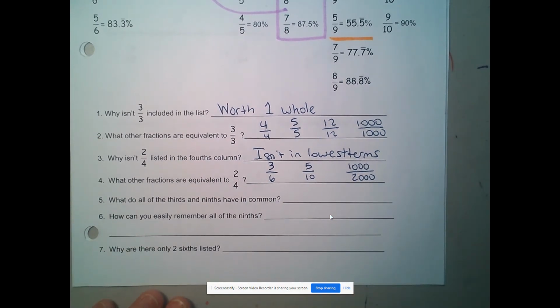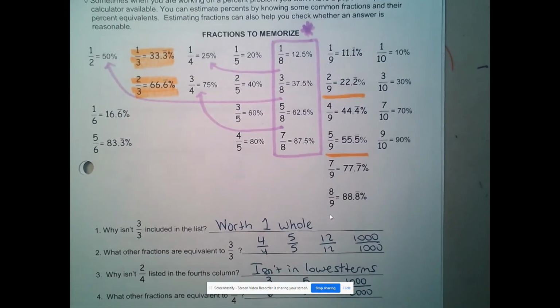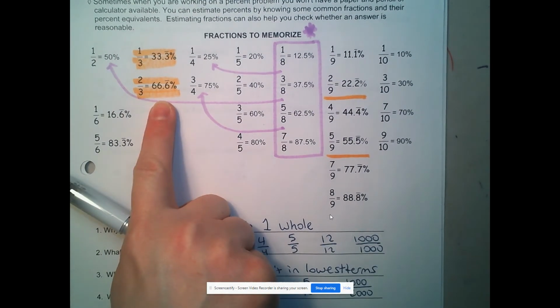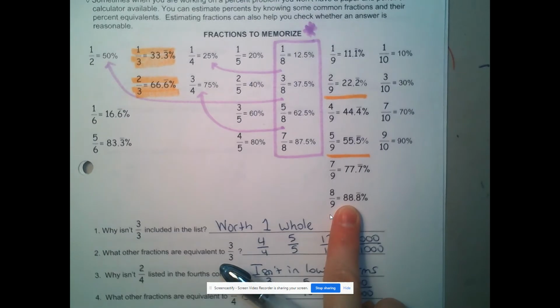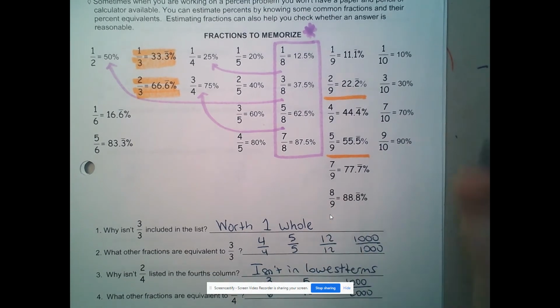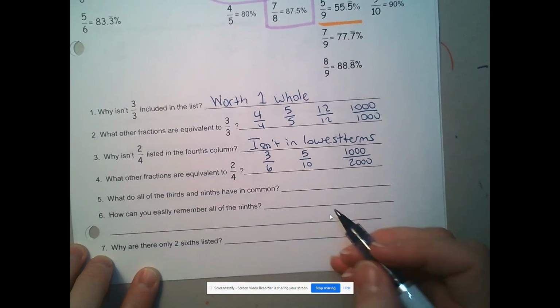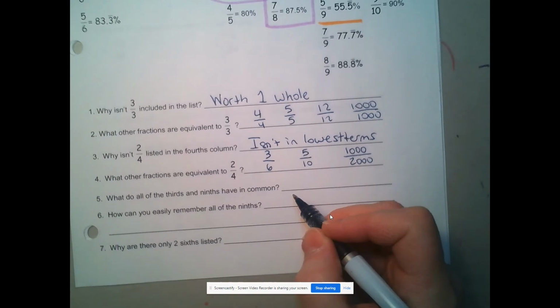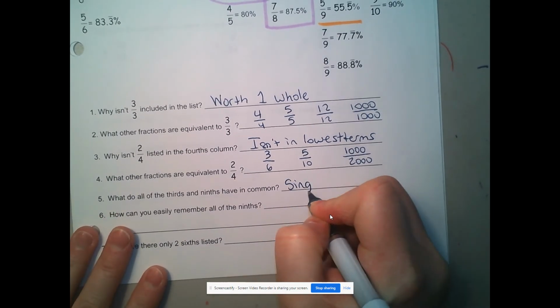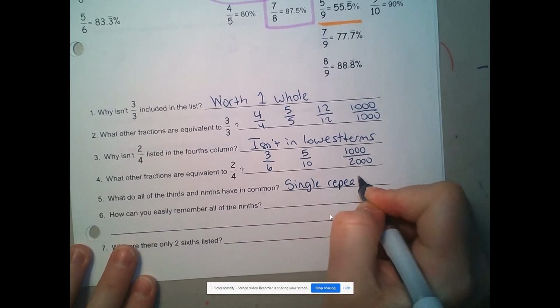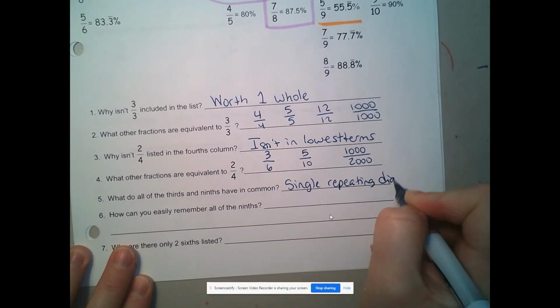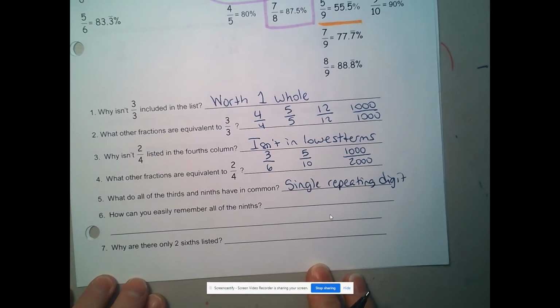What do all the thirds and ninths have in common? If we look back at the thirds and the ninths, you'll notice those ones all have a decimal that repeats, and it's the same digit. So what do they all have? A single repeating digit. How can you easily remember the ninths?